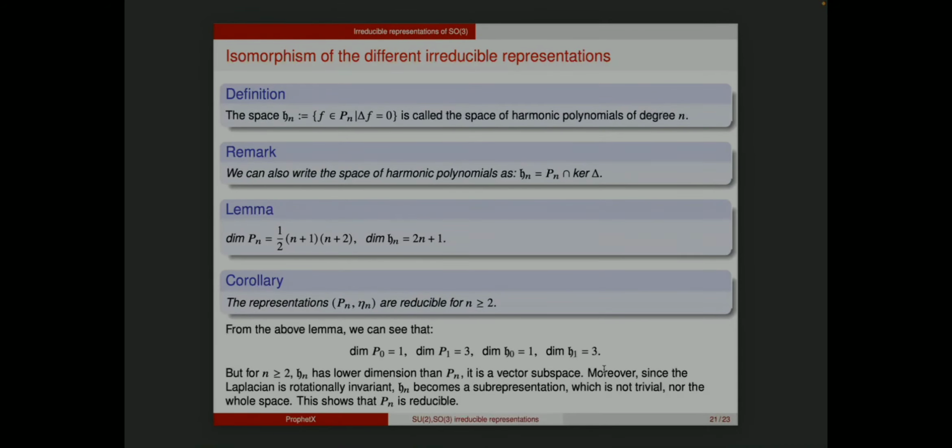Similarly for these Hn. And we know that for n greater or equal than 2, this Hn has lower dimension than Pn, so it's a vector subspace. But we also know that the Laplacian is rotationally invariant, so this Hn becomes a subrepresentation. But this is not trivial because this space Hn is not trivial per se. So this Pn is not trivial per se. And it's also not the whole space by dimensional arguments. So this finishes the proof that the Pn is reducible for all n greater or equal than 2.